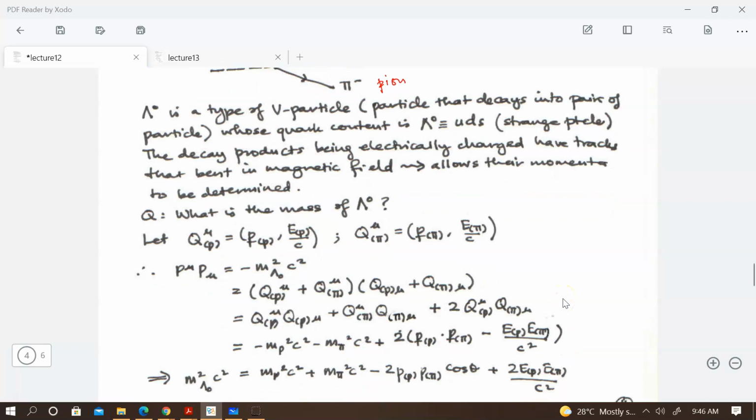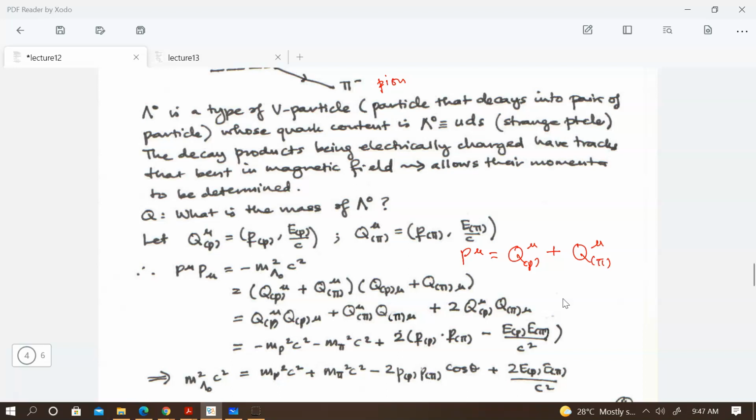What one can do is consider the scalar product of the initial particle's four-momentum p^mu, which is essentially given by minus the mass of the lambda particle squared times c squared. So already here you'll be able to find some expression for your m_lambda0. Then we can use the conservation of four-momenta, so p^mu equals Q_p^mu plus Q_pi^mu. You plug this in and form the necessary products.